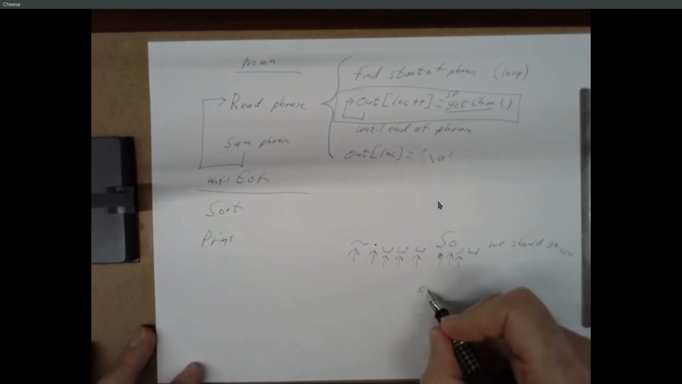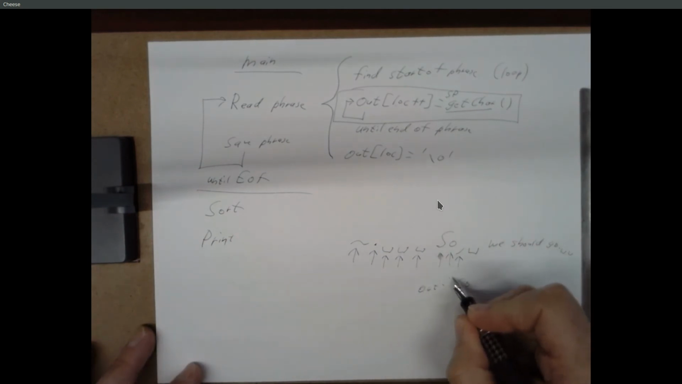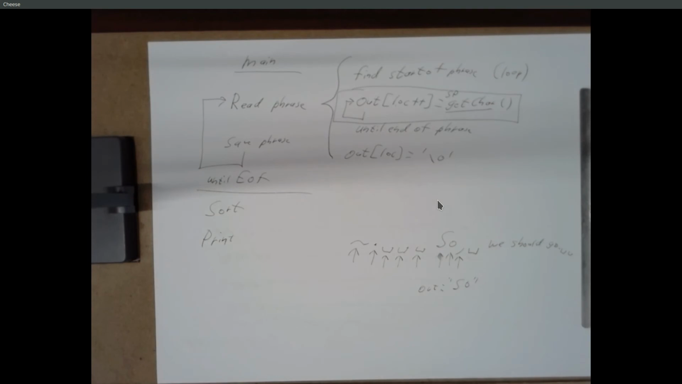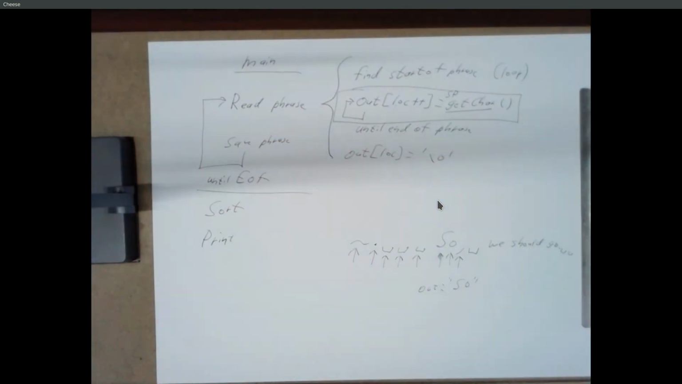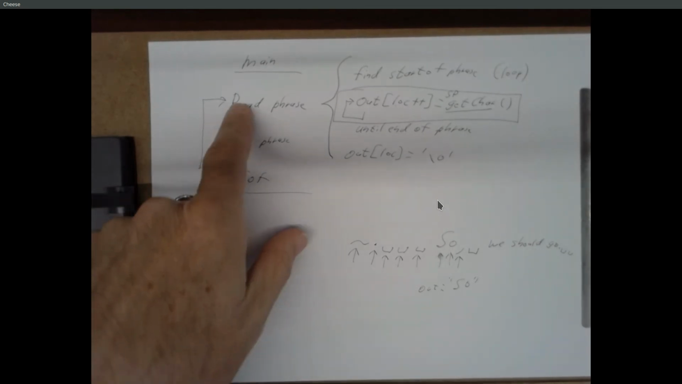So at this point, out is this 2-character string, "SO", and you return that back to your main program. Now your main program says, I found a phrase, SO, let's save it in our dictionary. So save phrase searches your dictionary for that phrase. If it finds it, bump up the count. If it doesn't, add it to the end of the dictionary. And then go back to the top of read phrase.